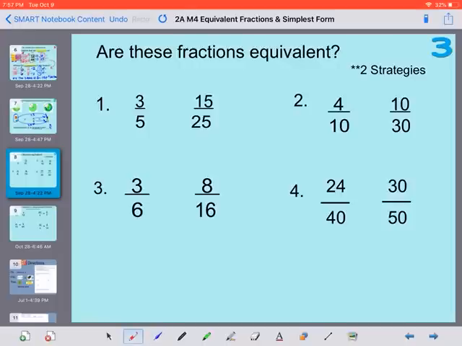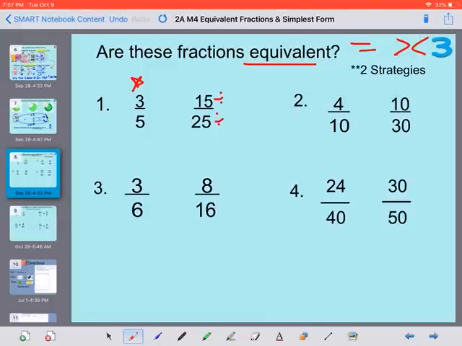All right, next they want to know, are these fractions equivalent? Yes or no? If they're equal, we're going to put in equals. If they're not, we're going to show which one is greater. So there are two strategies. We could first just simplify both fractions. This one, I can't simplify anymore. 3 and 5 are both what we call prime numbers. You can't divide them by anything else.